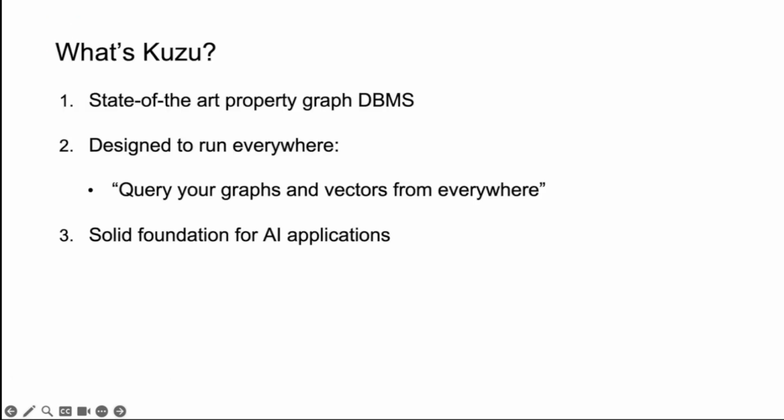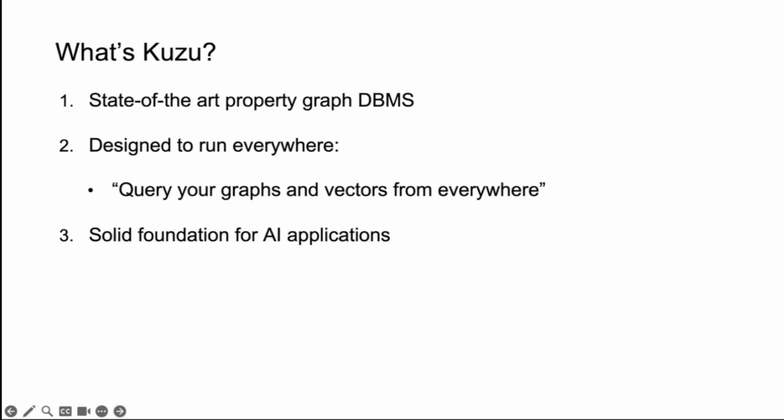So let me tell you what the core features are that I'd like to highlight about Kuzu. The first is that it's a state-of-the-art modern property graph database management system. We implement Cypher, and I'll give you a one-slide overview of our data model and query language. Second, we're a system that can run pretty much anywhere, on any CPU, but also in any computing environment. One motto that I use to explain this is that we'd like people to be able to query their graphs and vectors from everywhere. I'll talk about this as well.